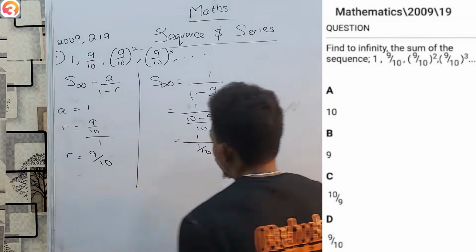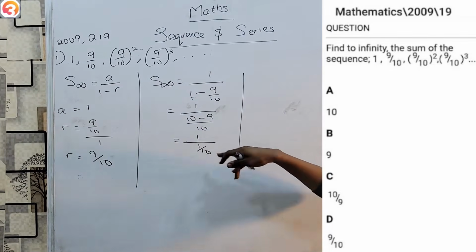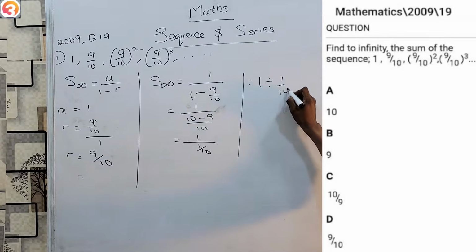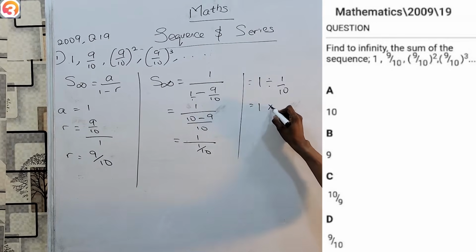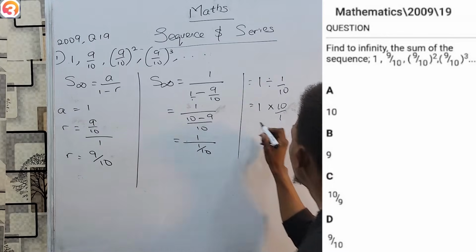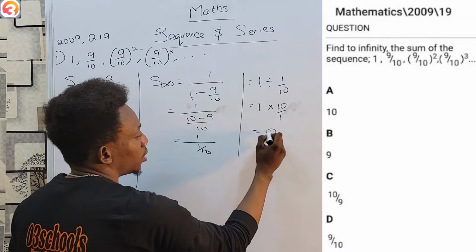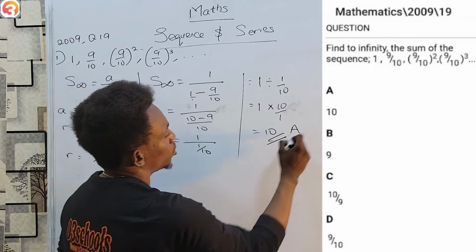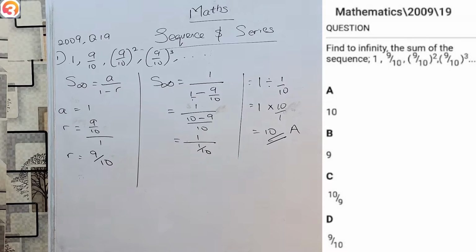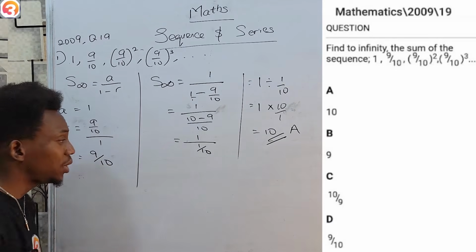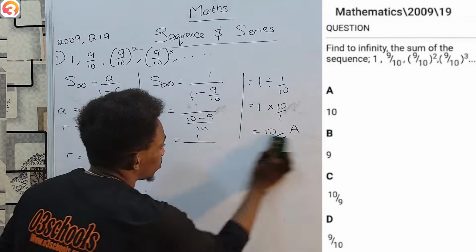Well then, what can I do? Simple. This big line over here must mean divide. So that's 1 divided by 1 over 10. And then I turn divide to times and flip this, 10 over 1. And 1 times 10 is 10. And if I check my options, that is option A. This is very, very simple. This is how we find sum to infinity of a GP.